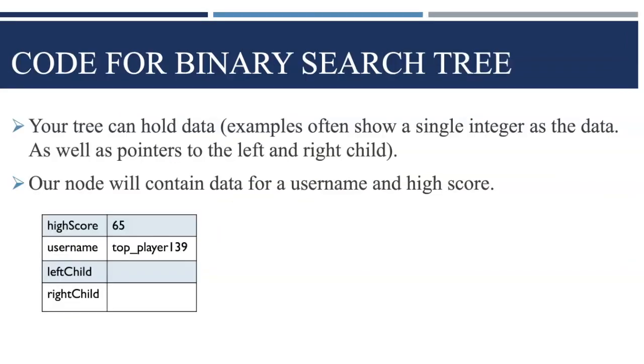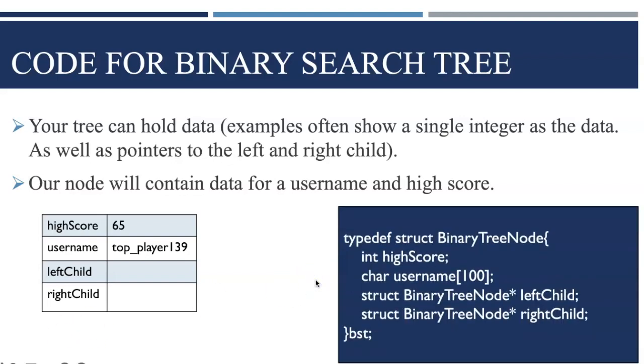Binary search trees are node-based. I want each node in my example to hold a high score, a username, and then a pointer to the left and the right child, and if they don't have children, we'll use null or a 0 in place of those children. So in C, it's going to look something like this. I'm going to create a structure for each of the nodes in the binary search tree that has a high score, an array of char for the username, and then pointers to the next thing on the left or the right.